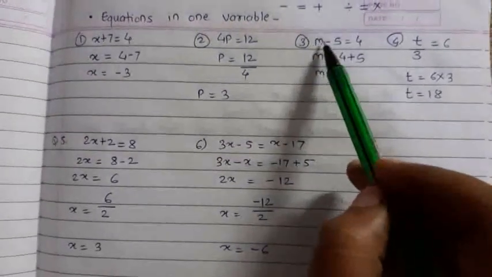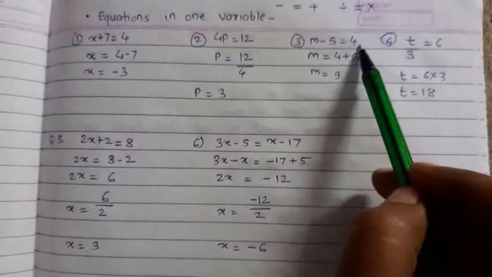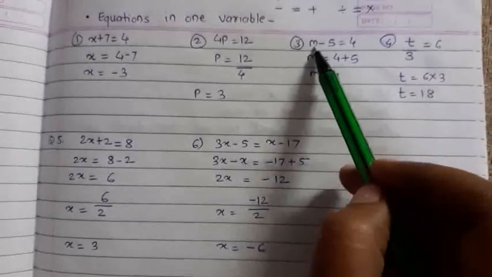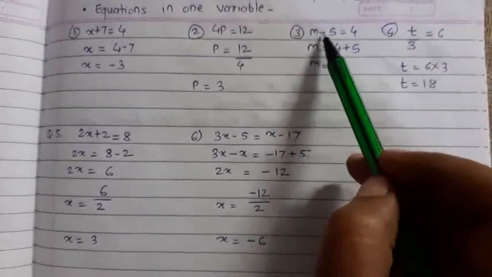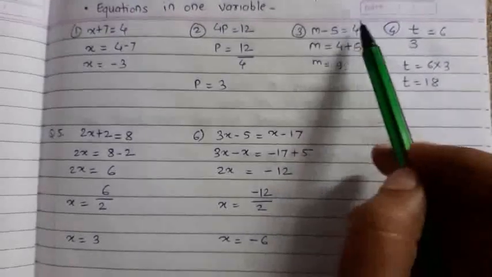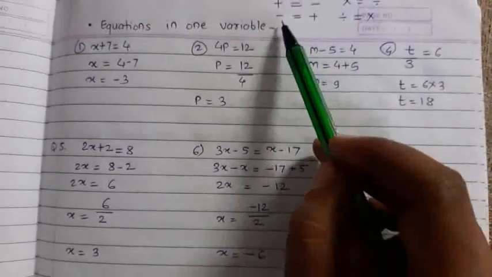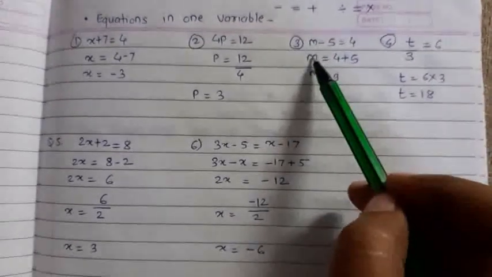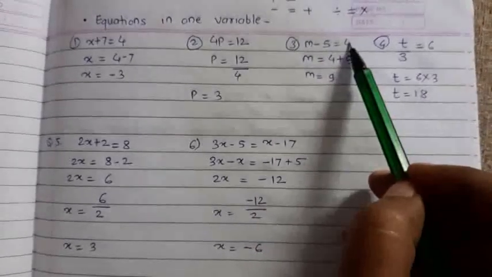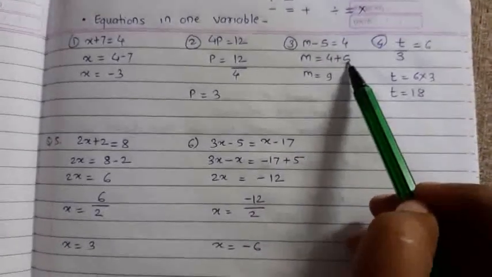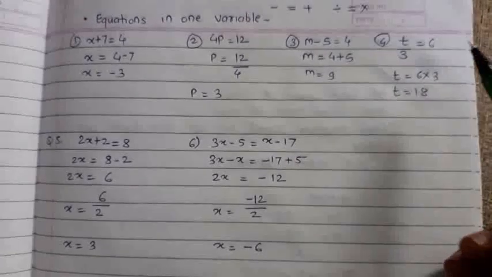Next is m minus 5 is equal to 4. Here the variable is m, so its value we want to find. Minus 5 we will send this side. Minus will become plus. So m is equal to 4 plus 5 is equal to 9.